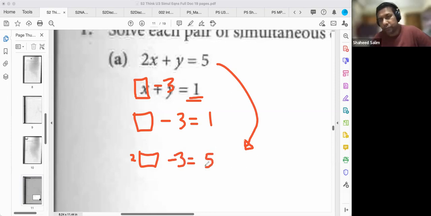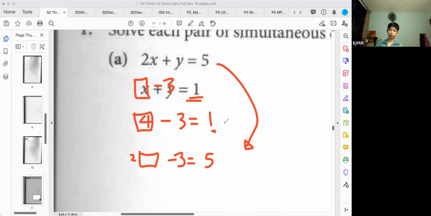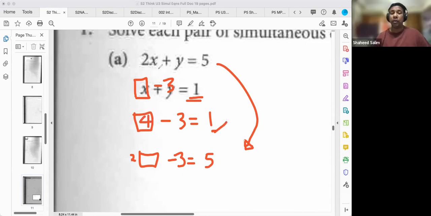So you put in and see what minus 3 equals to 1? 4, right? 4 minus 3 equals to 1, right? So x is 4. Let's try now. 2 times 4 is 8. Then y is -3. 8 minus 3 is 5, correct?